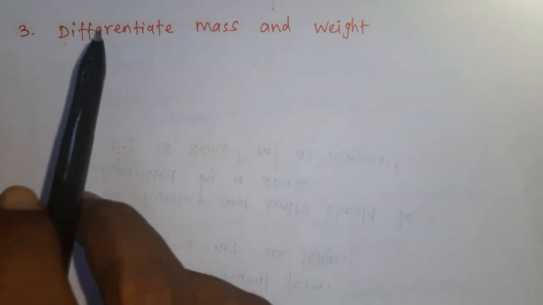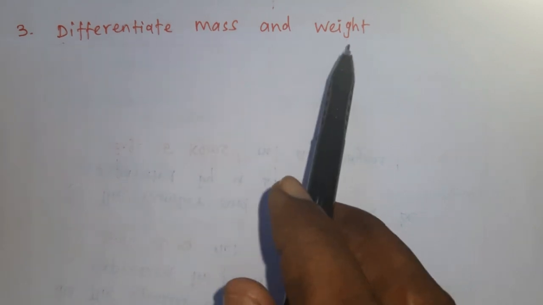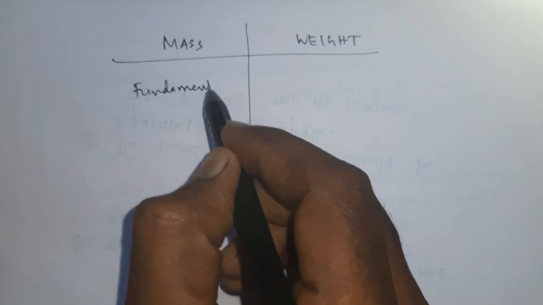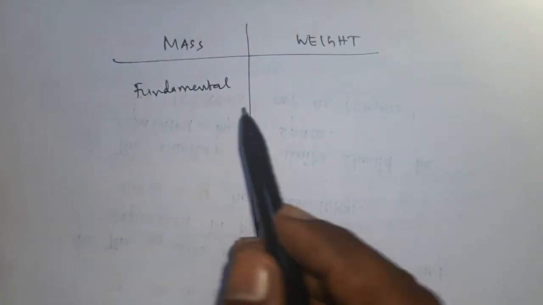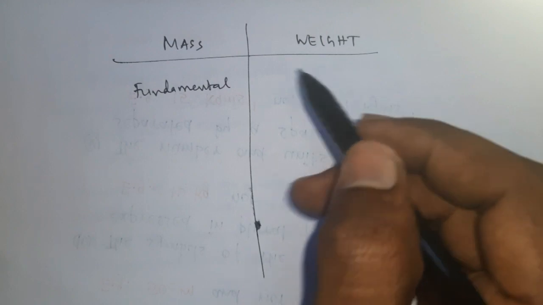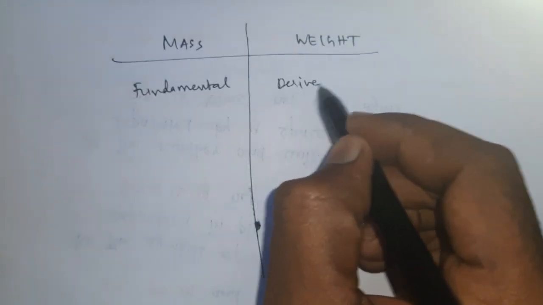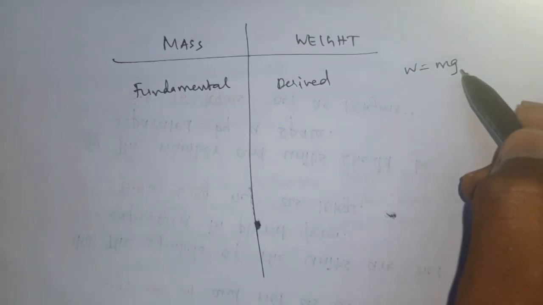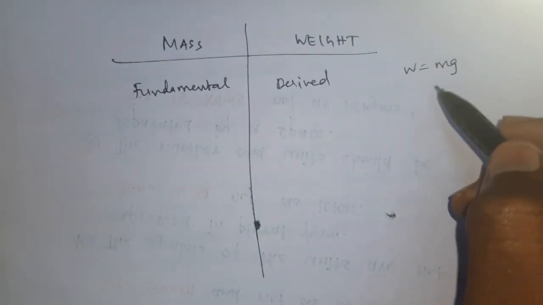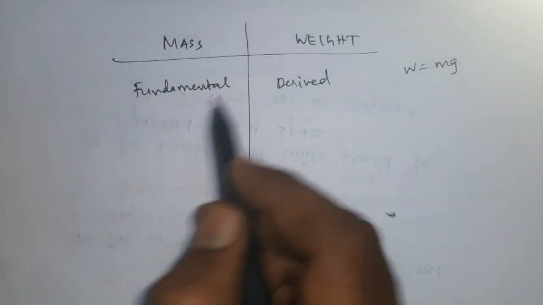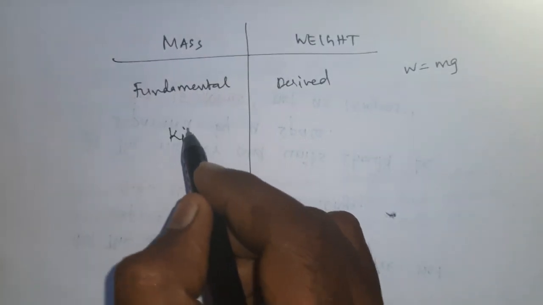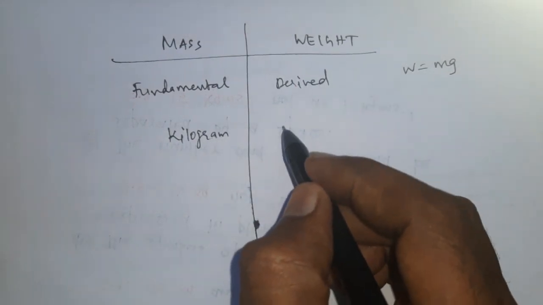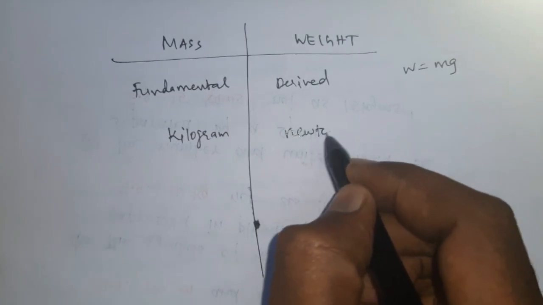Question number 3. Differentiate mass and weight. Mass is a fundamental quantity. We can measure it directly, but weight is a derived quantity. Derived means by using the formula W is equal to mg, we can derive the weight of the body. Next, mass is measured in kilogram, so its unit is kilogram. The unit of weight is Newton.